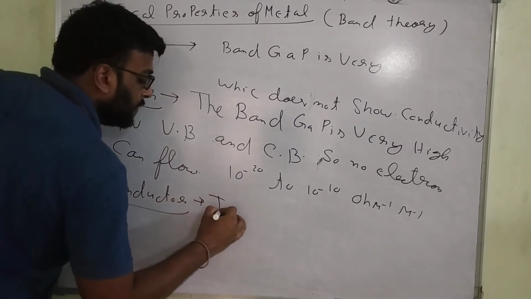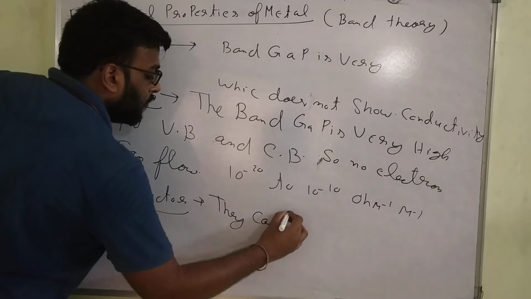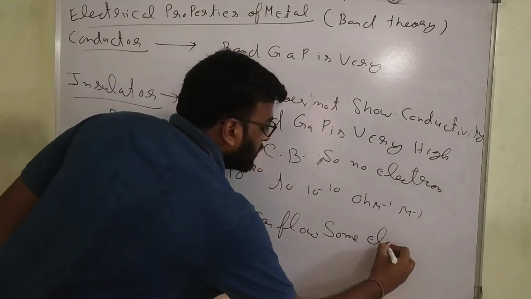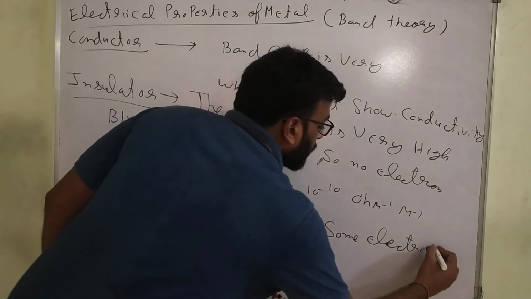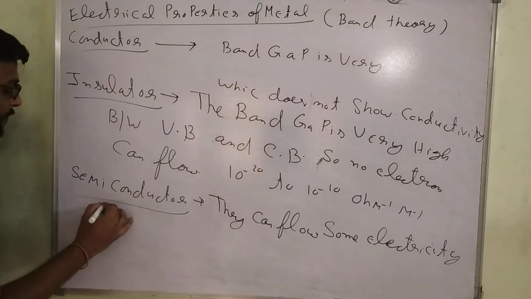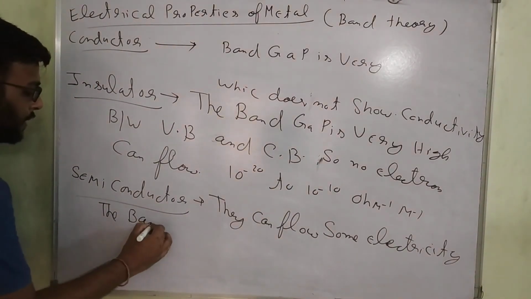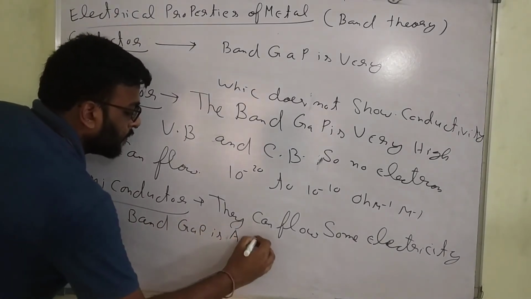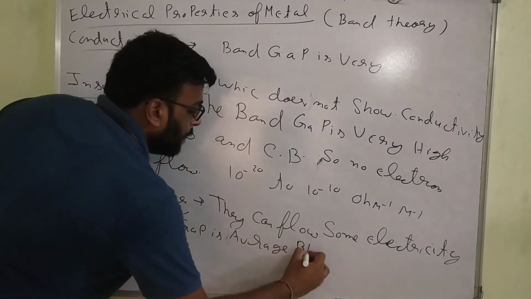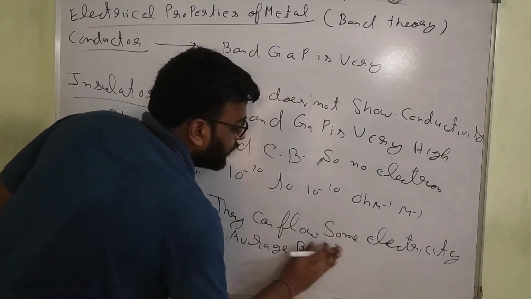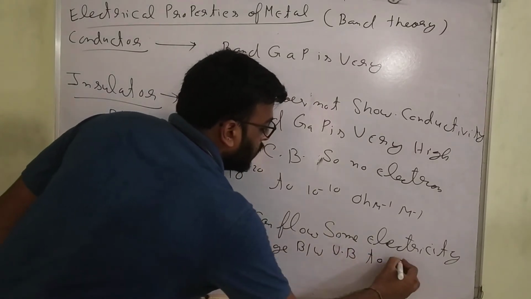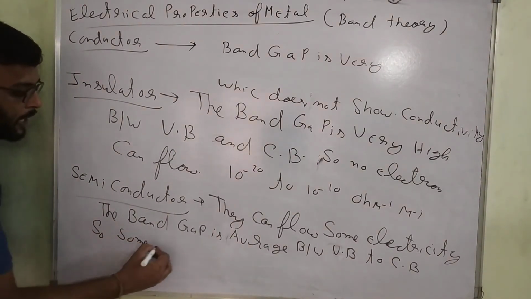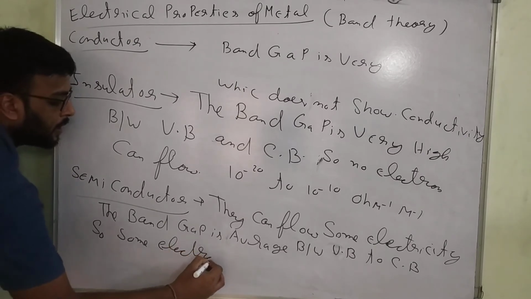They can flow some electricity. The band gap is average between the valence band and the conduction band. So some electrons can flow.